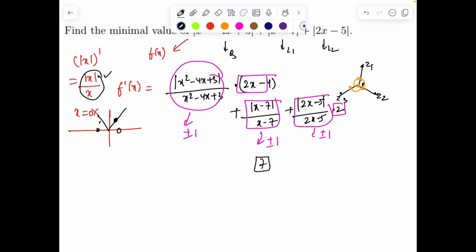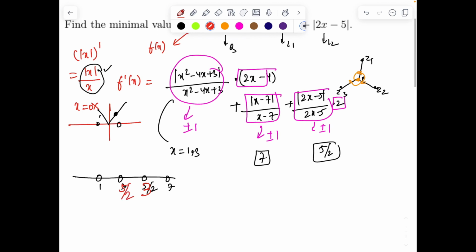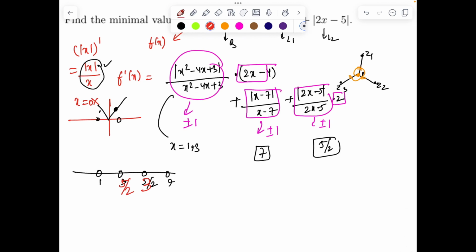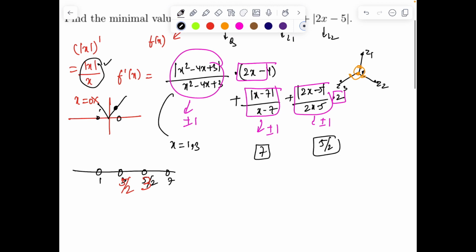As you can see, the denominator dies at x equal to 7, here the denominator dies at 5/2, and we have it at x equals 1 and 3. So I know these are the danger points: 1, 3, 5/2 and 7. Clearly I am not writing this in ascending order. As you can see, 3 will come over here and 5/2 is somewhere in between. So these are the points where the derivative is not defined.